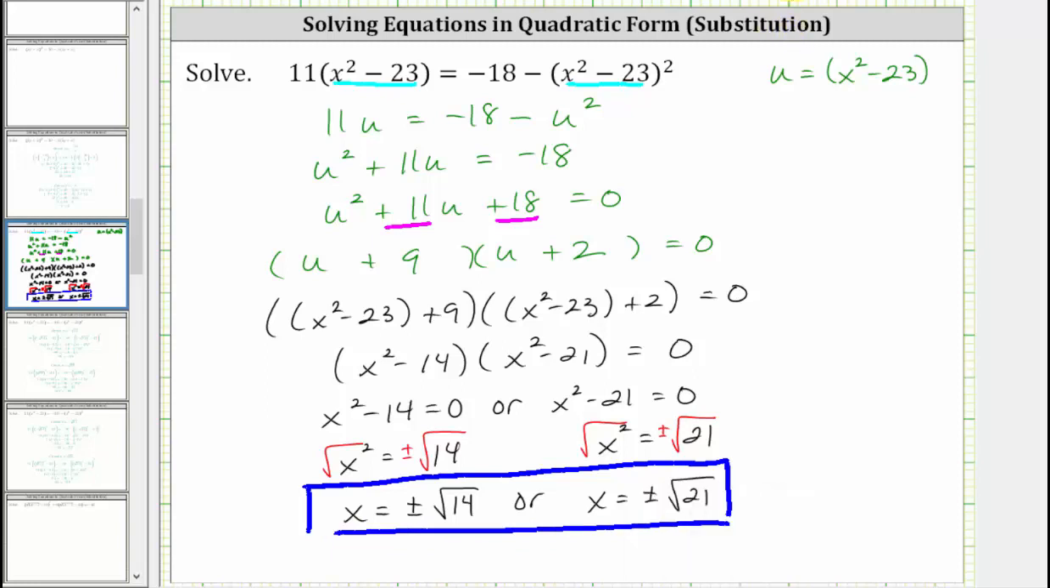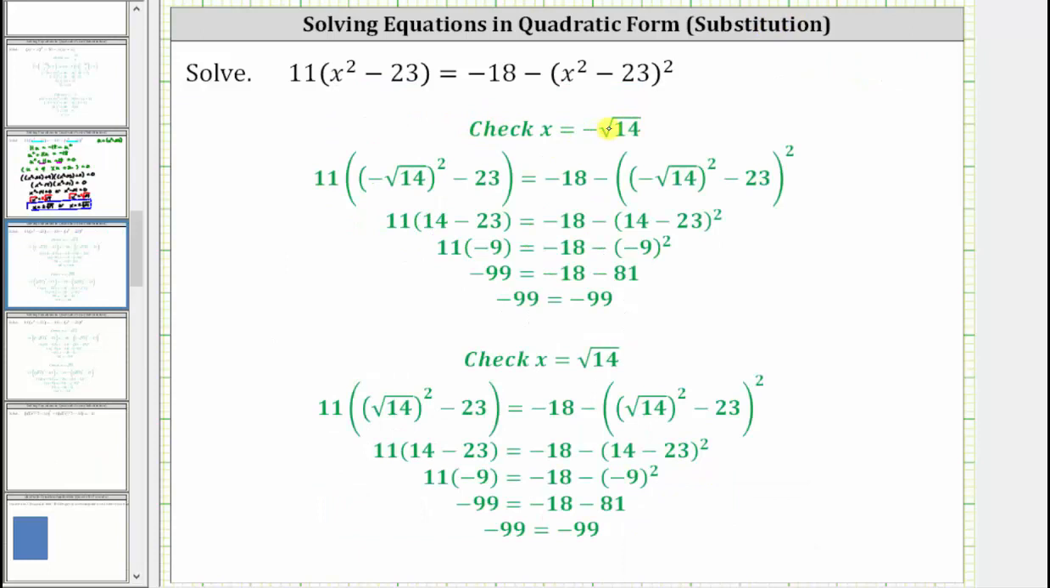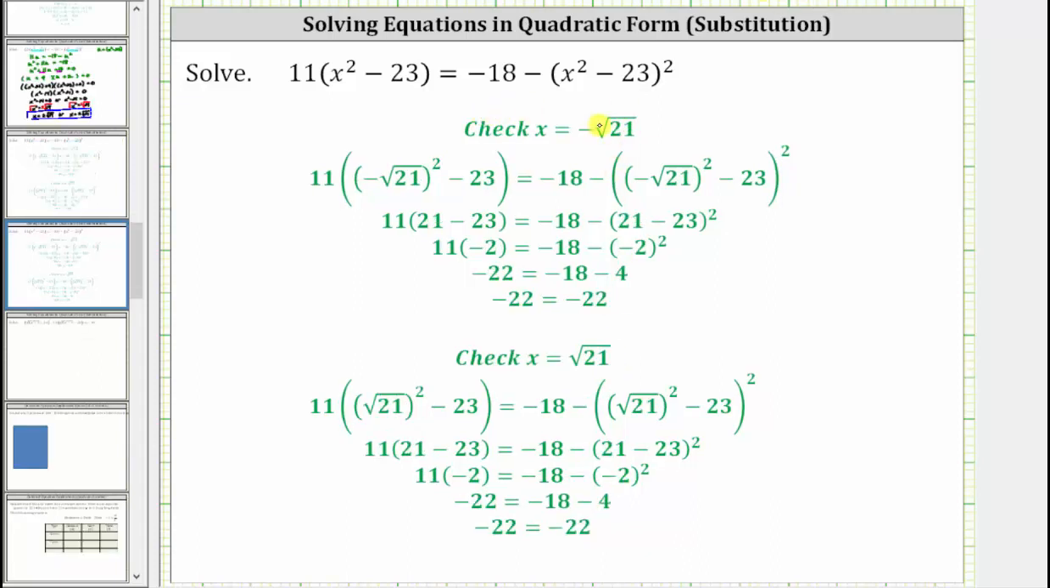It is quite a bit of work to do this. Here's the check for negative square root 14 and positive square root 14. Again, we substitute these values back into the original equation, and notice how the last statement is true in both cases, verifying both values are solutions. And here are the checks for negative square root 21 and positive square root 21. Again, notice how in both cases we get a true statement in the last equation, verifying both are also solutions.